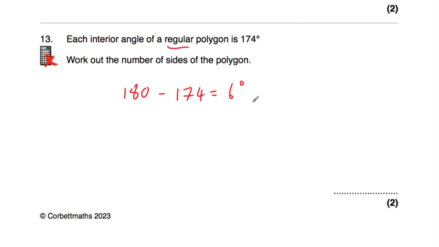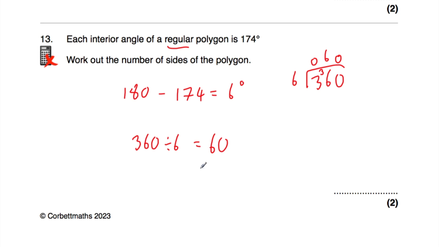Now remember, all of the exterior angles will always add together to be 360. So if we do 360 divided by 6, that will tell us the number of exterior angles, and the number of exterior angles will be the same as the number of sides, so that'll tell us the number of sides the polygon's got. So how many 6s go into 3? That's 0, remainder 3. How many 6s go into 36? That's 6. And how many 6s go into 0? That's 0. So that's 60. So that means there's going to be 60 exterior angles, and that means there's going to be 60 sides. And that's it, so 60 sides.